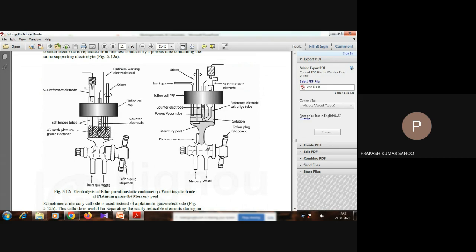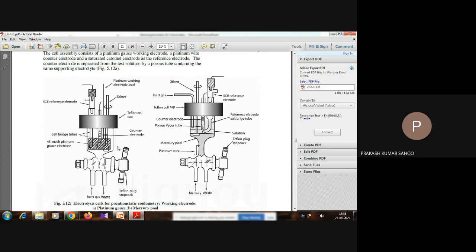Then we have the Teflon plug, inert gas and waste. Then this is a platinum gauze electrode, the cathode. This is the salt bridge, and this is the standard calomel electrode that is used to fix the potential, or used to maintain a constant potential. So these are the cell assembly.